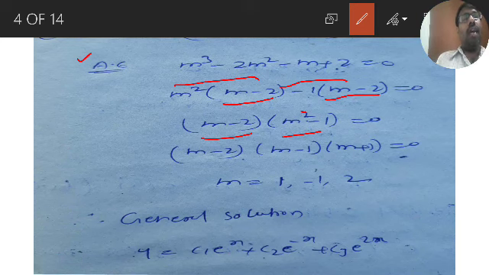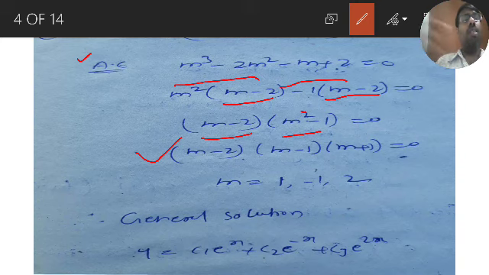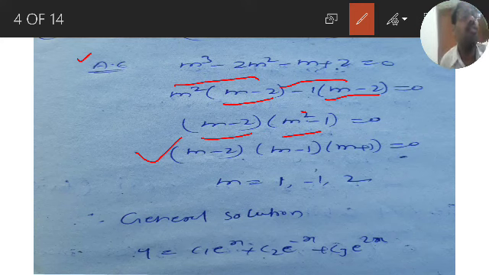So what will we get? (m minus 2) into (m minus 1) into (m plus 1) is equal to 0. So m is equal to 1, m is equal to minus 1, m is equal to 2. You can write them vice versa, any way you can write. You can write first 1, second minus 1, third 2, or you can write 2, minus 1, 1, or minus 1, 1, 2. In whichever order you write, it is right.